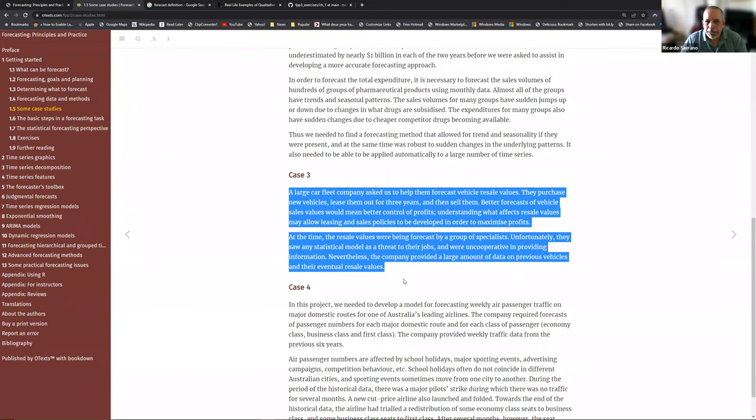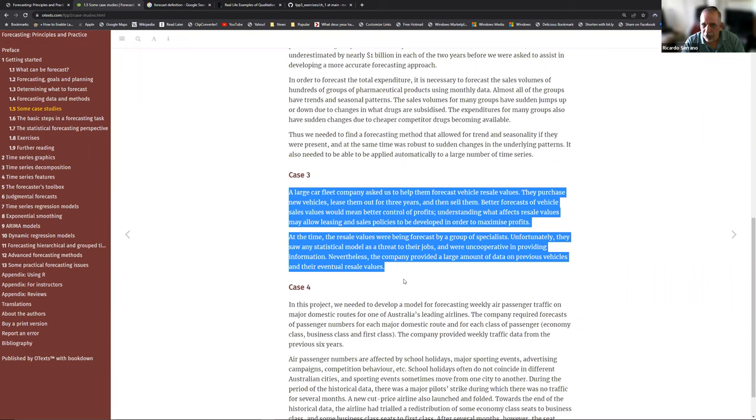Case number 3, I'm going to read what the author says. He says, this case involves a large car fleet company that asks us to help them forecast vehicles' resale values. So what are we forecasting? Values. This company purchased new vehicles, they lease them out for 3 years, and then they sell them.